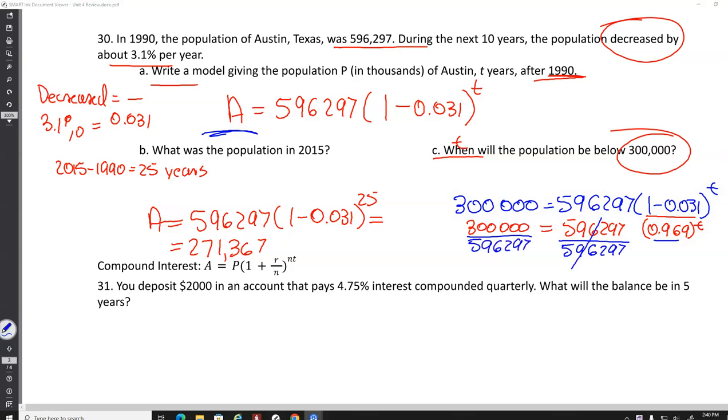Okay, this is going to cancel out. The left side is going to give me 0.5031, and then I have 0.96969^T on this side. Now, excuse me, I am ready to turn it into a log.